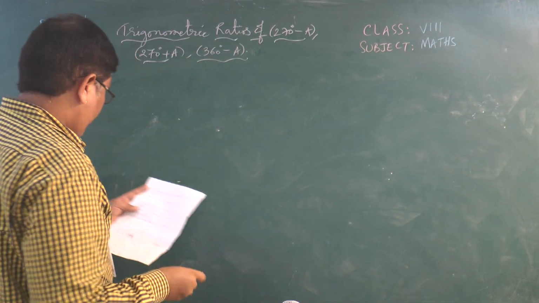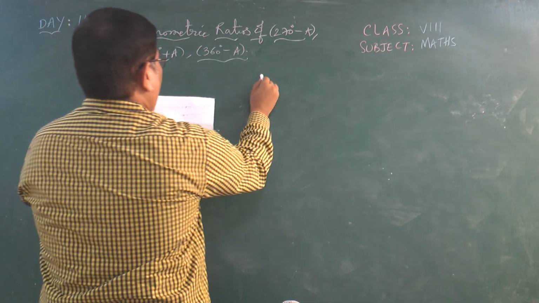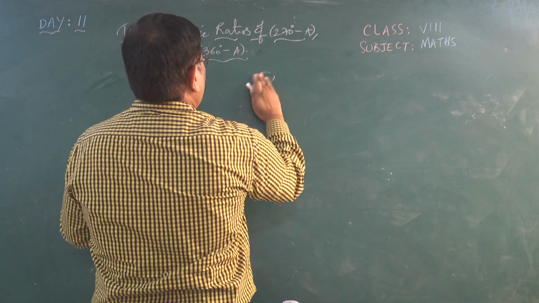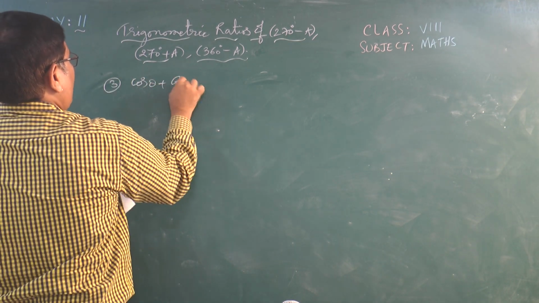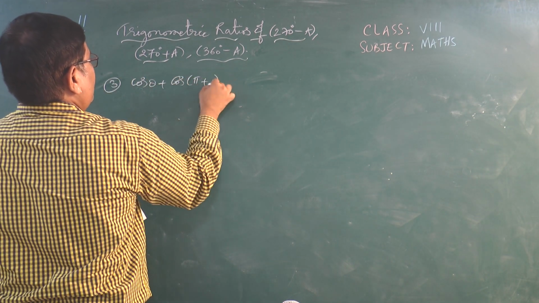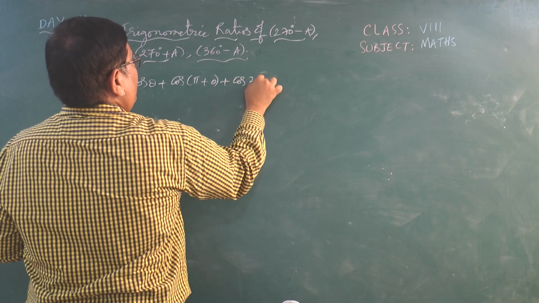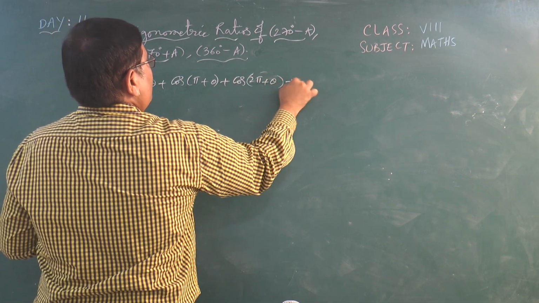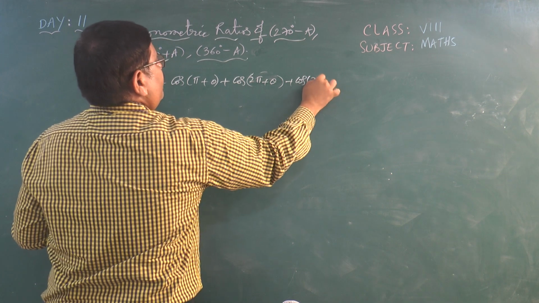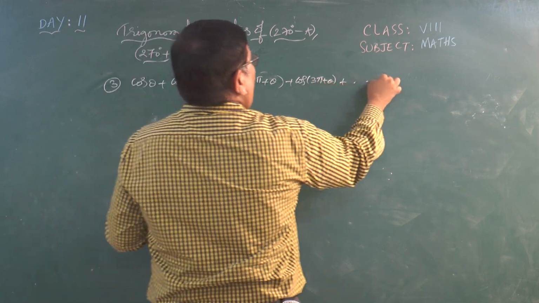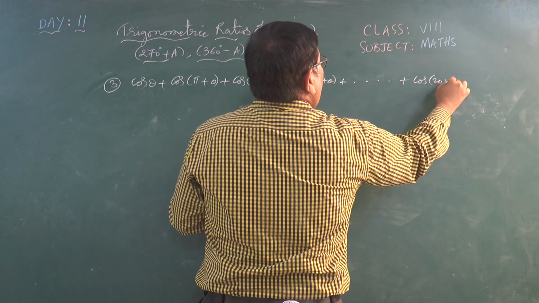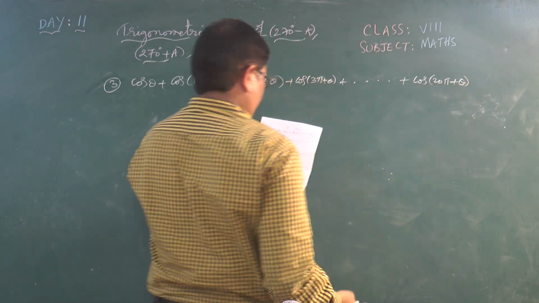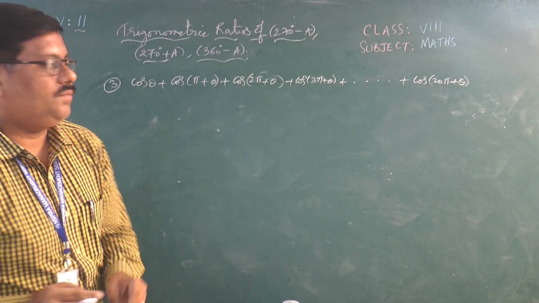The problem is, find the value of cos theta plus cos (pi plus theta) plus cos (2 pi plus theta) plus cos (3 pi plus theta) and so on, plus cos (20 pi plus theta). Okay, this is the question.